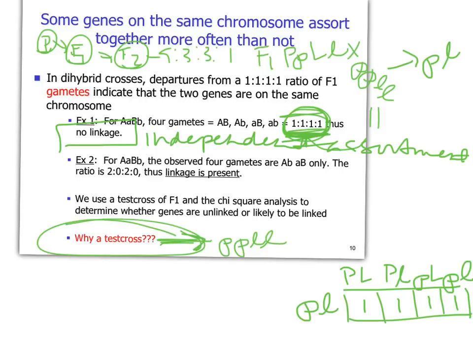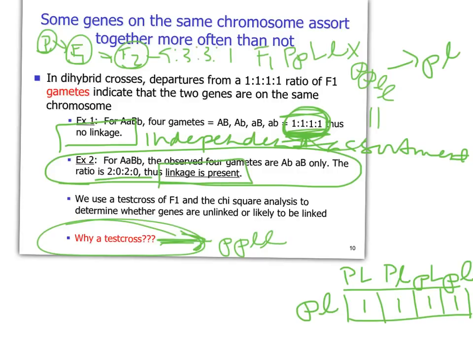Right? Yes. Okay. If we have linkage, full 100% linkage, they're super close together on the same chromosome, they never ever have crossing over happen between them, you'd get 2 to 0, 2 to 0. That means definite linkage. Anything in between that is some linkage. They're close together on the same chromosome, but crossing over does happen between them once in a while.